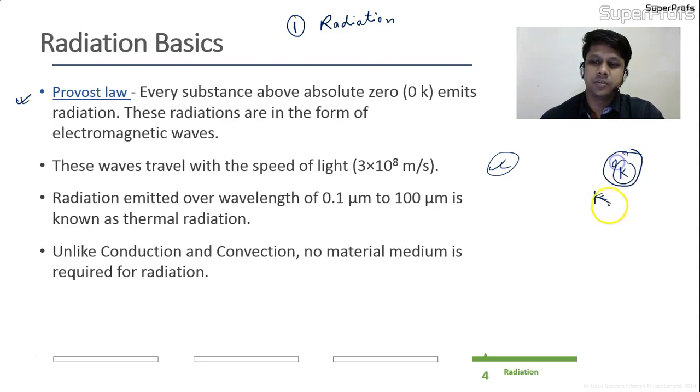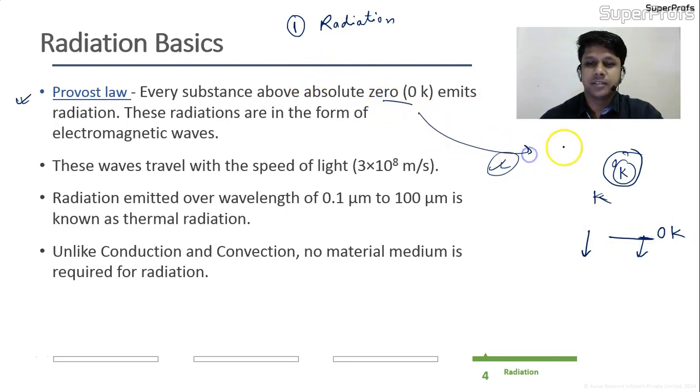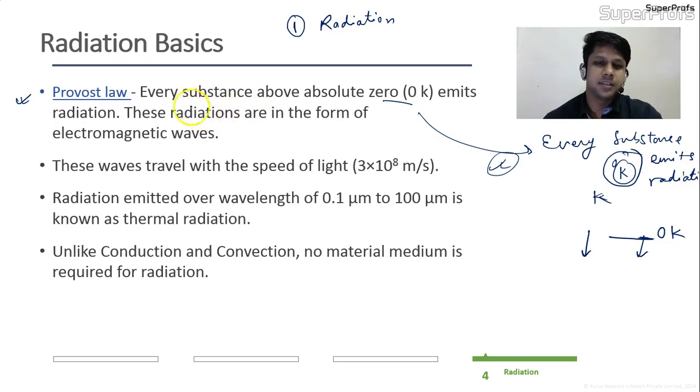greater than absolute 0 Kelvin, so you may know it is impossible to reach below 0 Kelvin. No one has reached till now below 0 Kelvin. So this sentence can be modified, and it can be said that every substance emits radiation. Because what this sentence is saying, every substance above absolute 0 Kelvin emits radiation. So there is no possibility of reaching below 0 Kelvin.